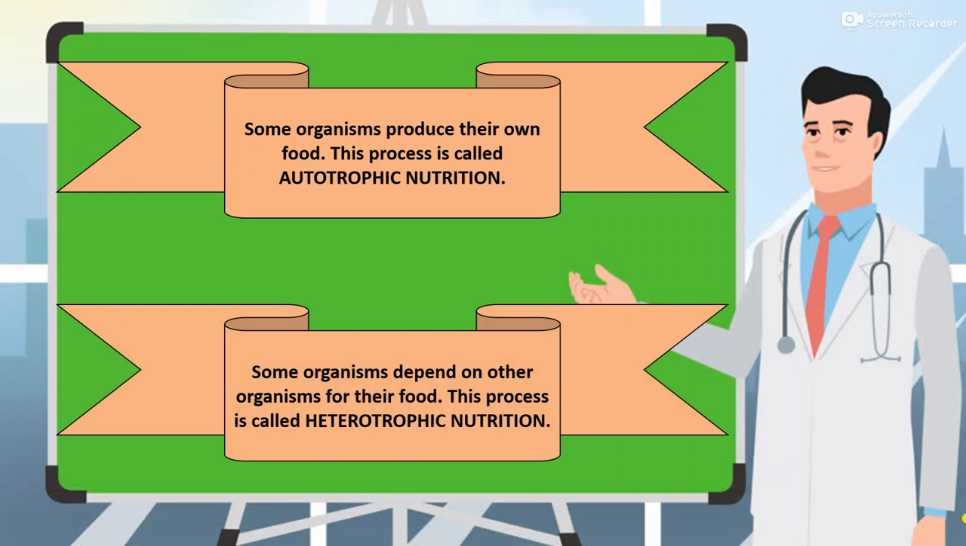The second is heterotrophic nutrition. Some organisms depend on other organisms for their food, and this process is called heterotrophic nutrition. So apart from all the green plants, all the other living organisms which directly or indirectly depend on plants for their food show heterotrophic mode of nutrition.